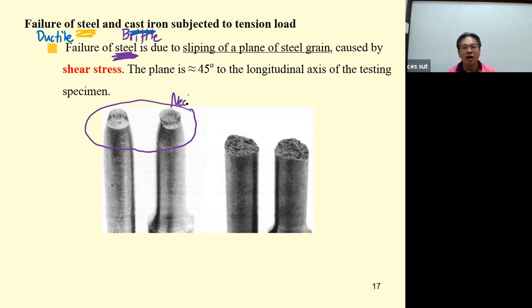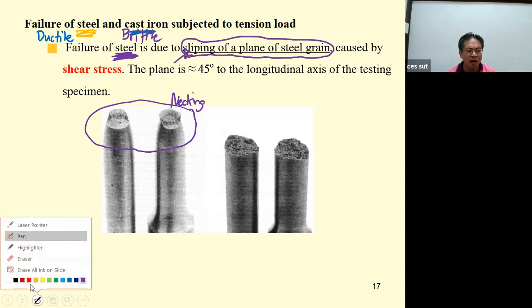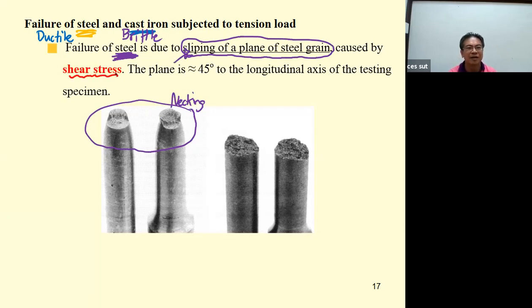When the necking occurs, what is inside is the slip of the planes of the steel grain. The slip of the planes of the steel grain occurs due to the shear stress. So what it means is that the steel under tensile stress fails by shear stress due to the necking, due to the slip of the planes of the steel, and the plane is going to be 45 degrees with the longitudinal axis.